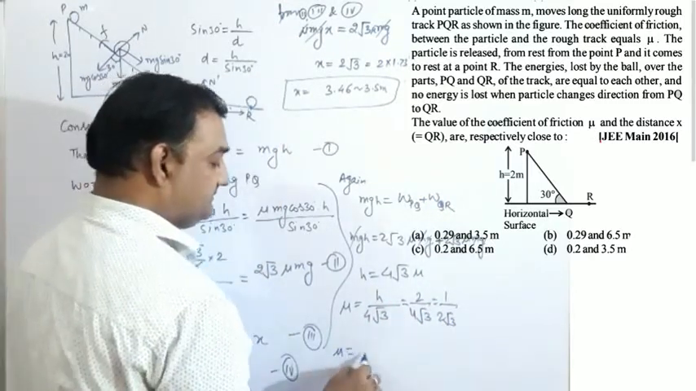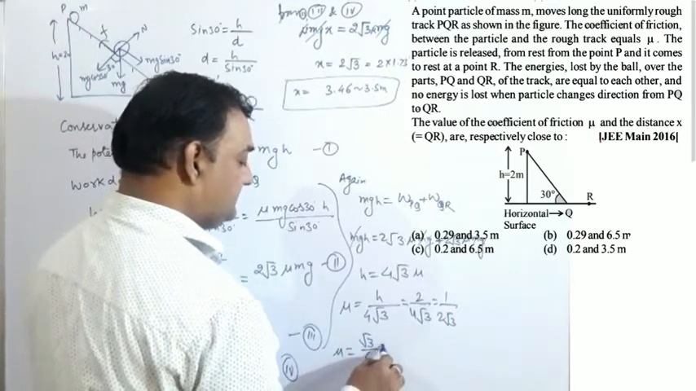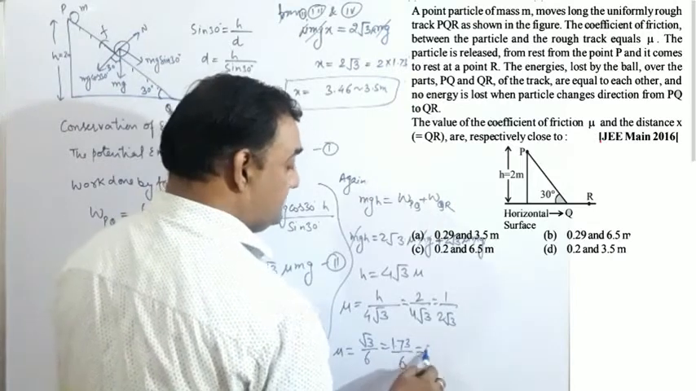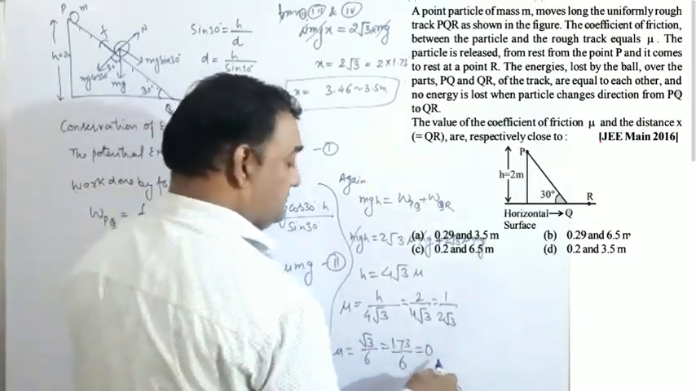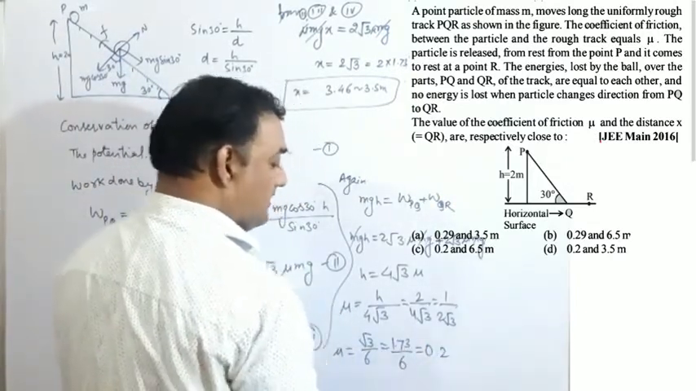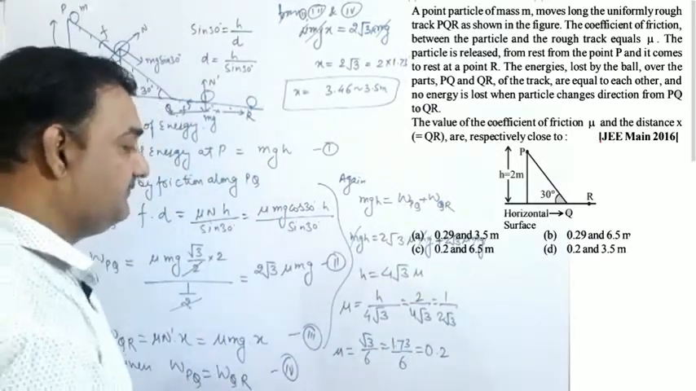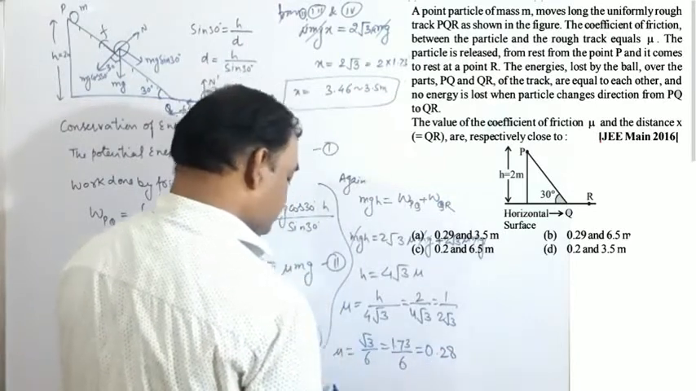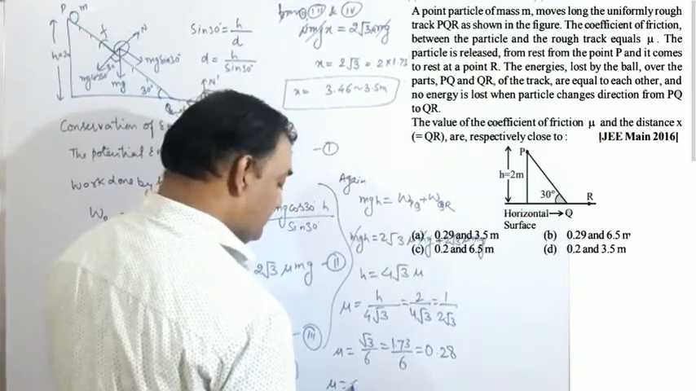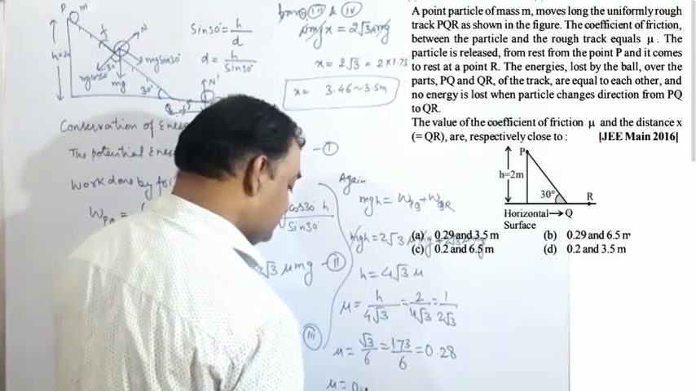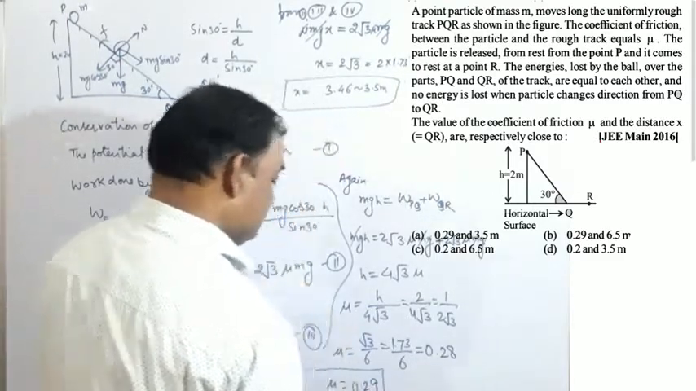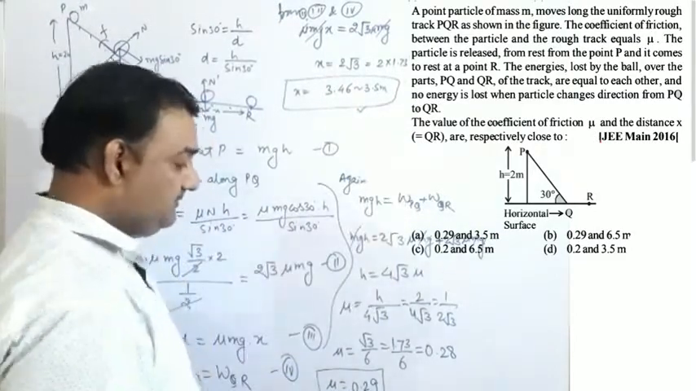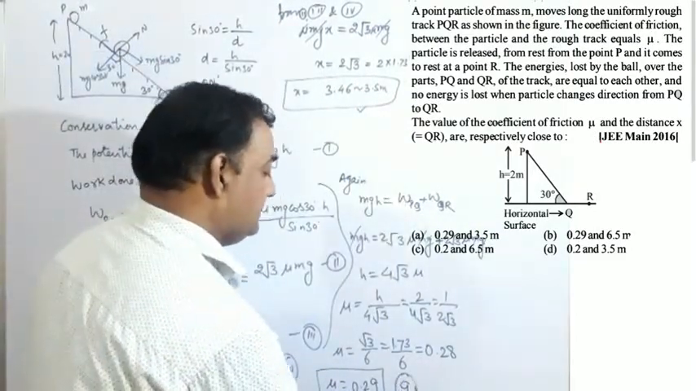Rationalizing, you get root 3 divided by 6, that is 1.73 divided by 6, and the final result will be about 0.288. So the most appropriate or nearest result is 0.29, and x is equal to 3.5, so A is the correct option.